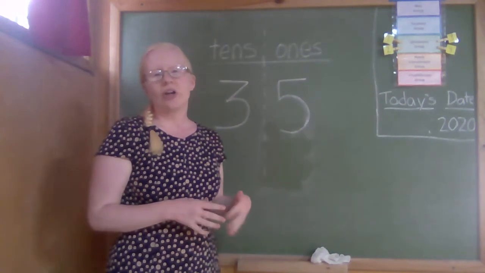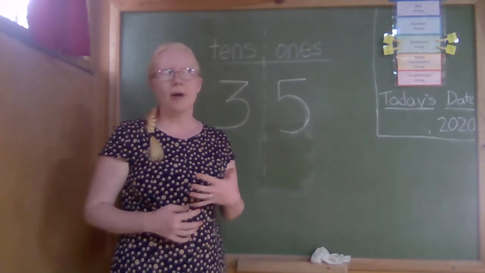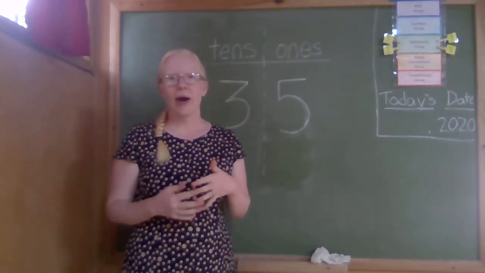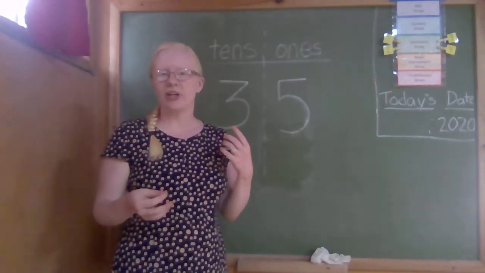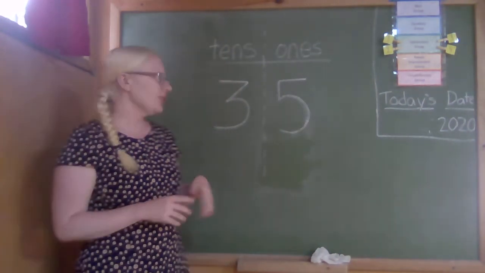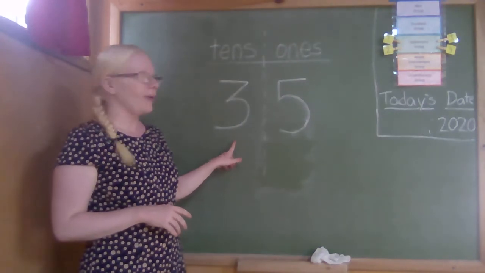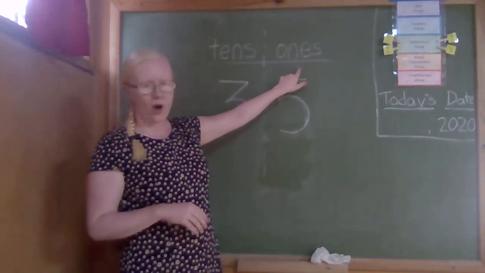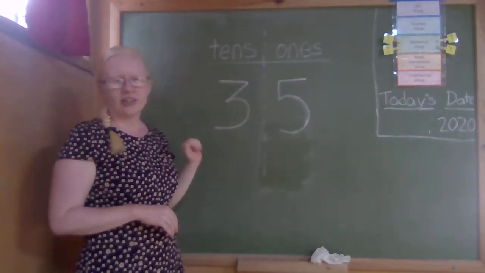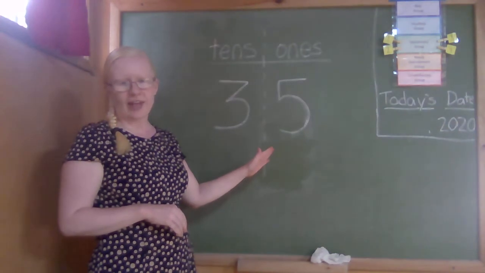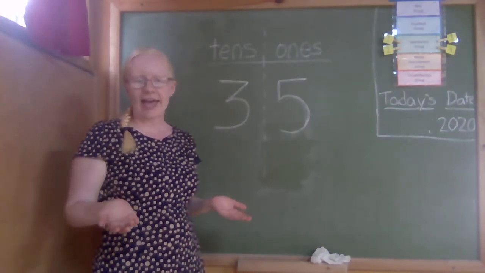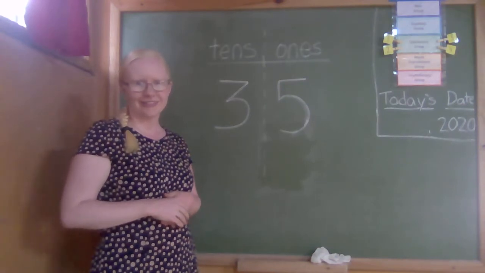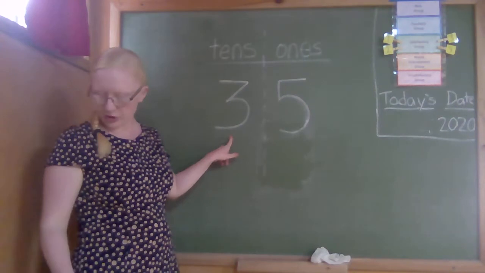Okay, when we are talking about place value, think about when we were counting how many days we were in school. I would ask you how many tens and how many ones. So let's look at the number 35. If you look up top, I have it marked for you. These are the tens and these are the ones. If I asked you, how many groups of 10 are in the number 35? What would you tell me? You should tell me there are three groups of 10.